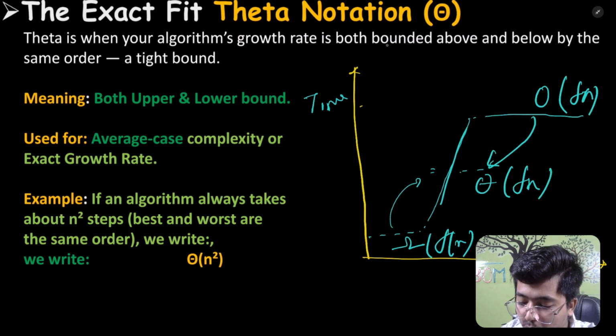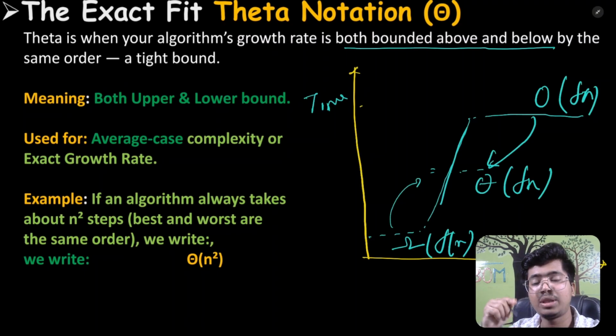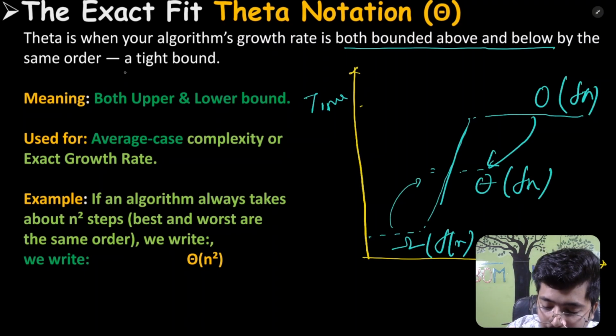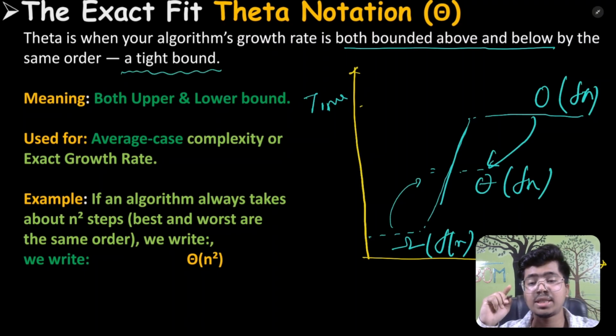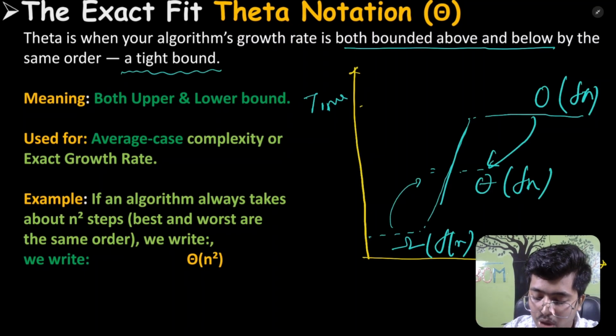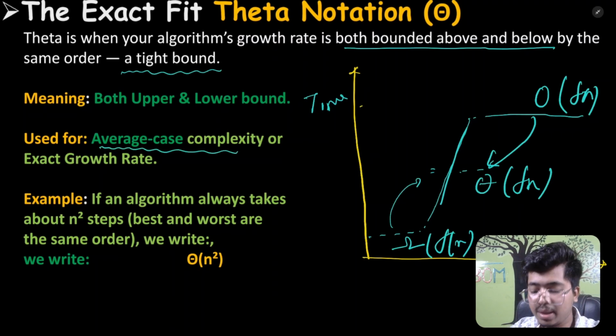Theta is when your algorithm's growth rate is both bounded above and below by the same order. That is a tight bound. Theta always represents a tight bound. If we get theta, that means it is tight, meaning both upper and lower bound, used for average case complexity. We utilize this theta notation for exact growth rate or exact case.